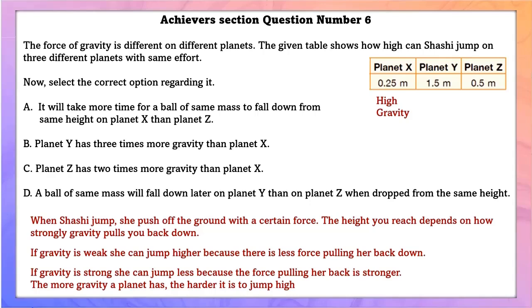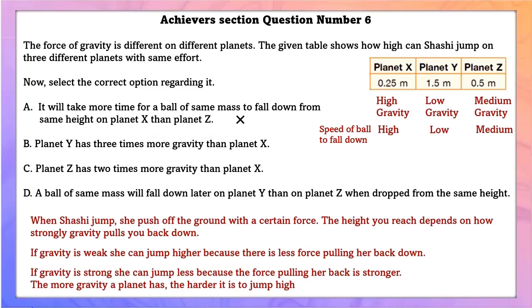According to this, planet X has high gravity, planet Y has low gravity, and planet Z has medium gravity. Now, speed of ball in planet X is high, planet Y is low, and planet Z is medium. So now, according to this information, let us select the correct option regarding it. Option A. It will take more time for a ball of the same mass to fall down from same height on planet X than planet Z.